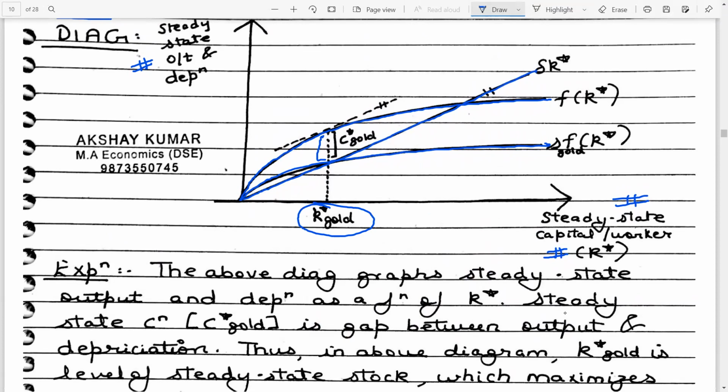Because by definition, K star gold is that steady state level of capital stock per worker at which consumption is maximum. And we just saw consumption is the gap between output and depreciation. For consumption to be maximum, the gap between the output and depreciation should be maximum. And you can see it's happening only at this point, K star gold. You can see the gap is maximum.